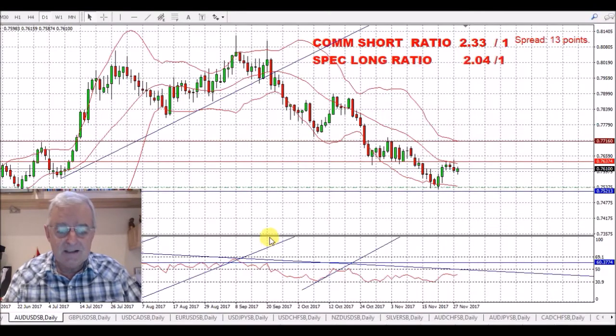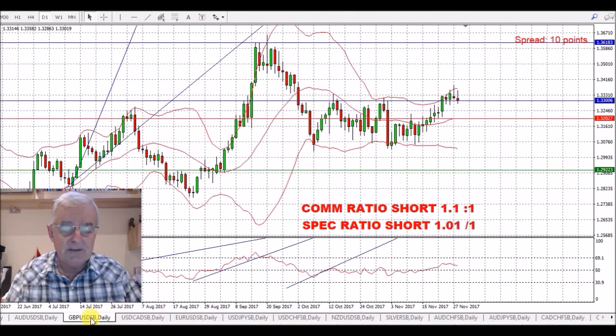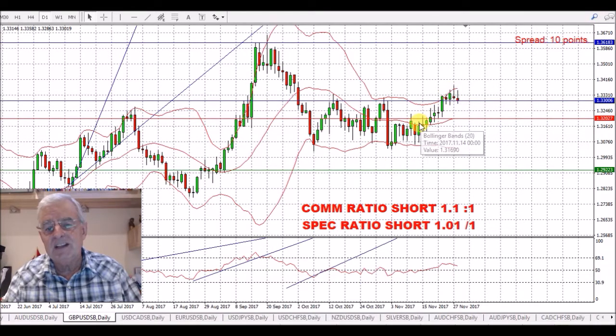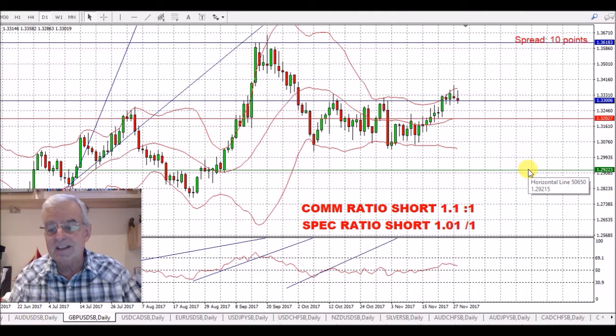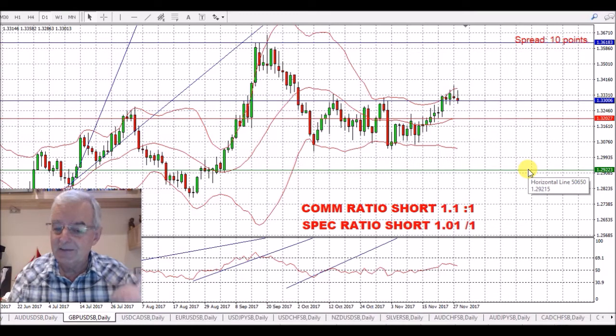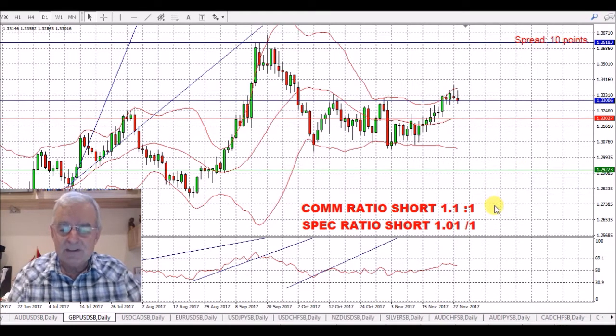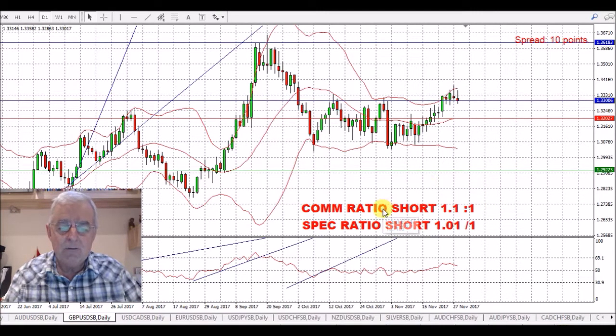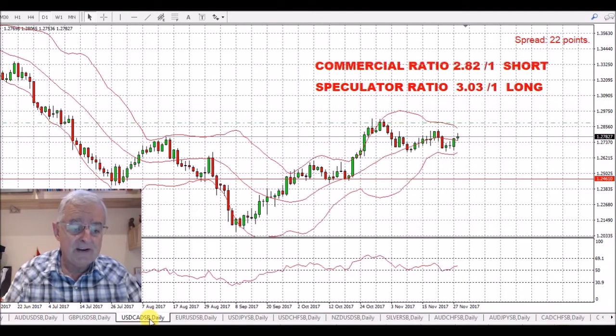I'm not really that convinced by the British pound, and I think there are better trades out there. We've seen it pull back up, and I'm expecting it to come down to about the 29 mark. If it does that, then I will be long. But at the moment, we have a short ratio on the commercials and a short ratio on the speculators. We're above the 50 on the RSI and pointing down. We'll see what happens, but like I say, not one of my favorite trades.